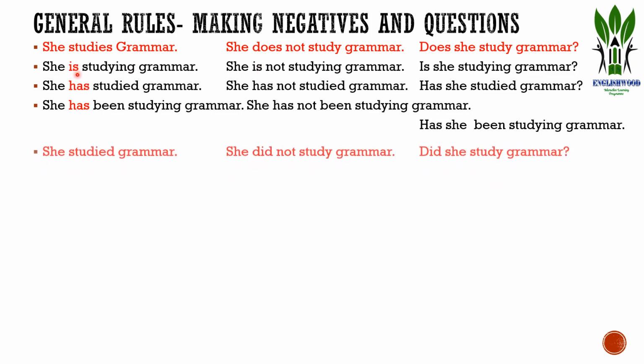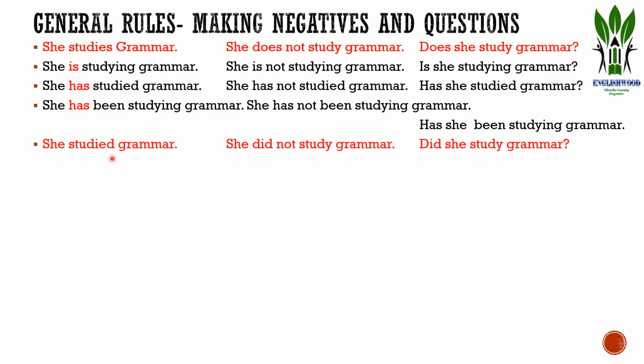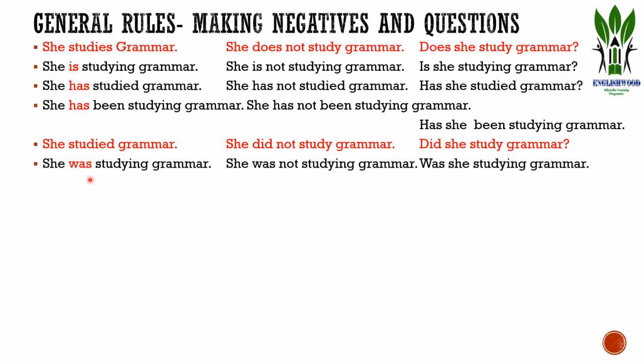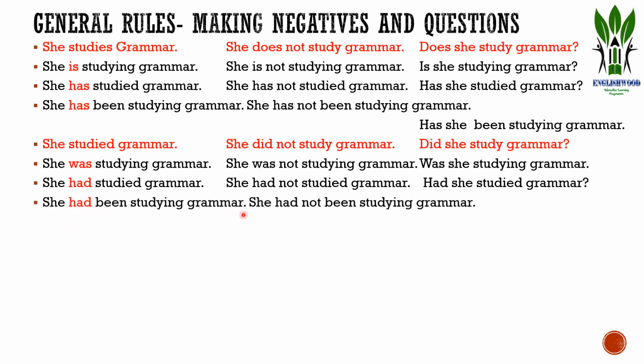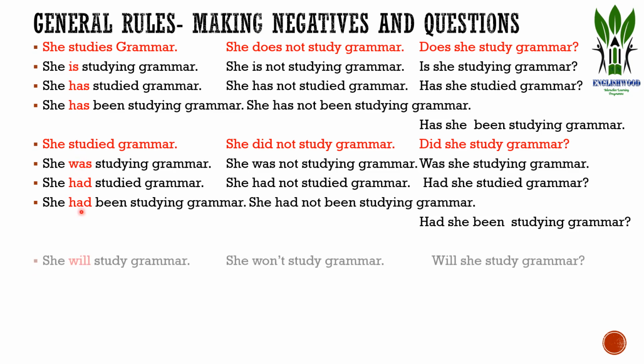Now let's see other sentences. She studied grammar. She did not study grammar. Did she study grammar? She was studying grammar. She was not studying grammar. Was she studying grammar? She had studied grammar. She had not studied grammar. Had she studied grammar? She had been studying grammar. She had not been studying grammar. This is past type of sentences, four different parts of the past sentences. So here was, had, these are the auxiliary verbs.